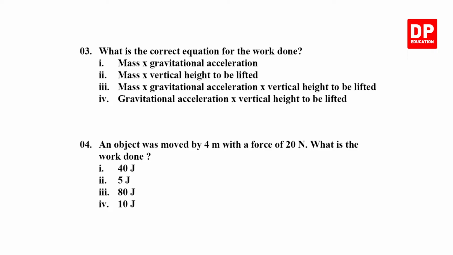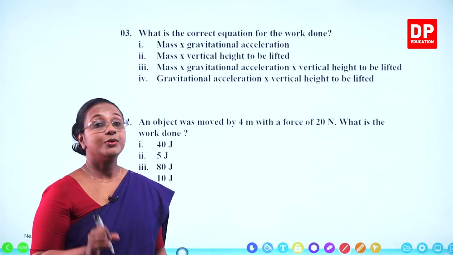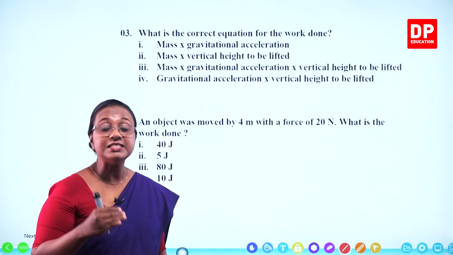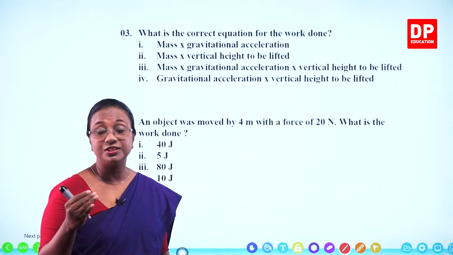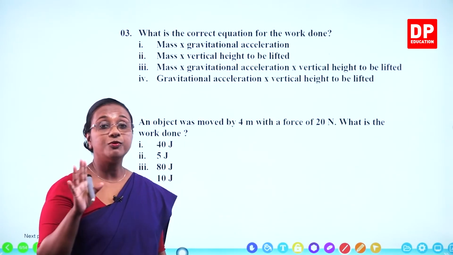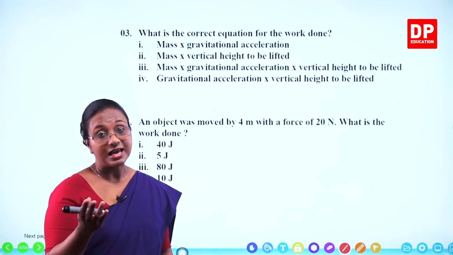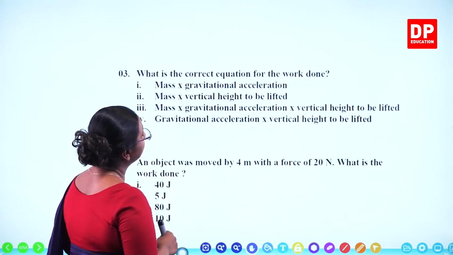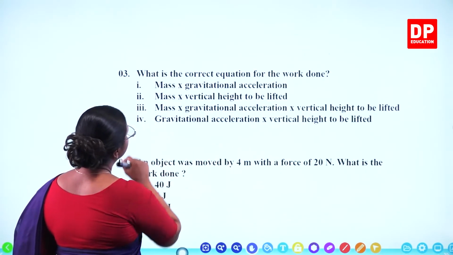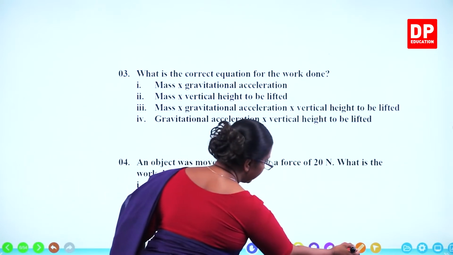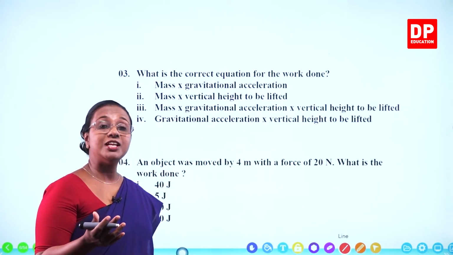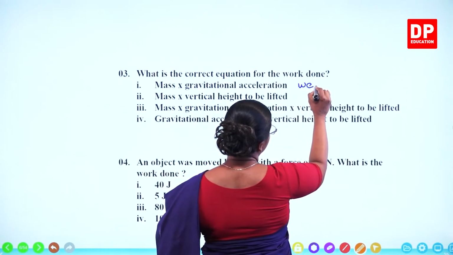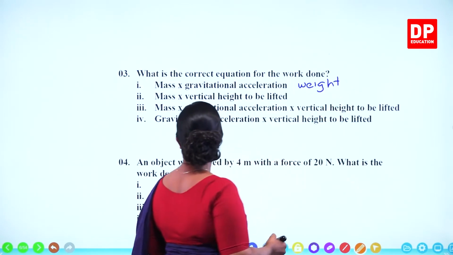What is the correct equation for the work done? You can remember work done is force applied into the distance moved by the object in the direction of the force. So magnitude of force into the displacement, that is work done. So here, what is the correct equation for the work done? That has to be mass into gravitational acceleration. No. Why? Mass into gravitational acceleration is going to be weight. So this is going to be the weight of the object. That is not the answer.